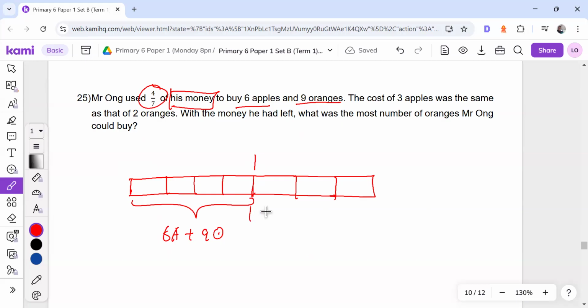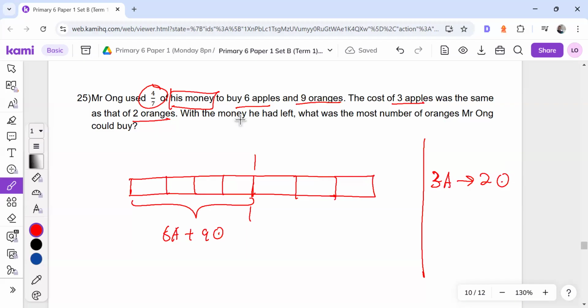And then what do you call the rest of this? Continue reading. 3 apples was the same as 2 oranges. So I can do something like this. 3 apples, 3A is the same as 2 oranges. Something like that. Okay? Or ratio. Some of you use ratio. 3 is to 2. Also can.